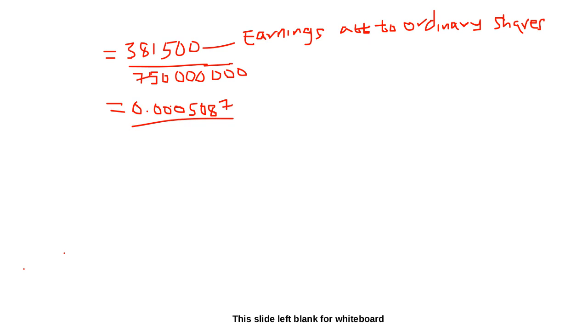So that will be the earnings for every ordinary share. Remember, we had the total number of shares as 750,000,000. Yes, that's also okay. You have 0.00051, which is okay. You have rounded off. Any question in example 2?